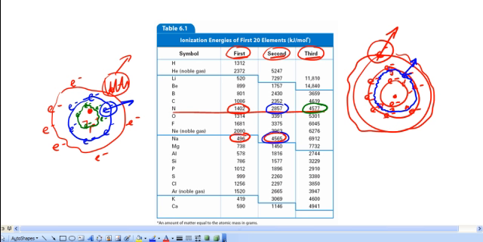All right. In the next podcast, we're going to take a look at the periodic trends when we're dealing with ionization energy.